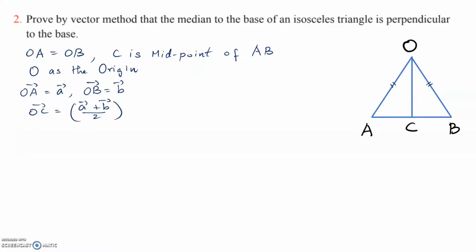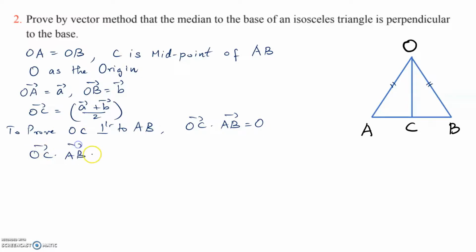Now we need to show that OC, to prove OC is perpendicular to AB. So for this we need to show that our OC vector dot product with AB vector is equal to 0. Okay, so let's try and do that. So OC dot product with AB can be written as, we know that our OC is A plus B by 2 dot product with AB vector.